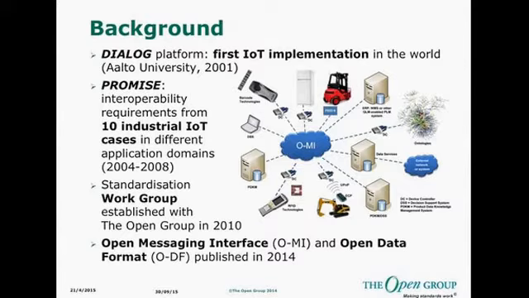So in order to be able to do this for all these different companies and domains, in PROMISE we came up with some interoperability specifications that we then took to the Open Group, where this work group on the Internet of Things, or actually it was called Quantum Lifecycle Management, was established in 2010. And finally, in 2014, so last autumn, we, meaning the Open Group and the Internet of Things work group, published this open messaging interface and open data format.